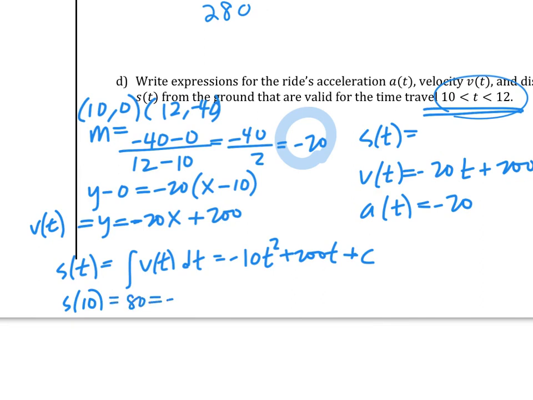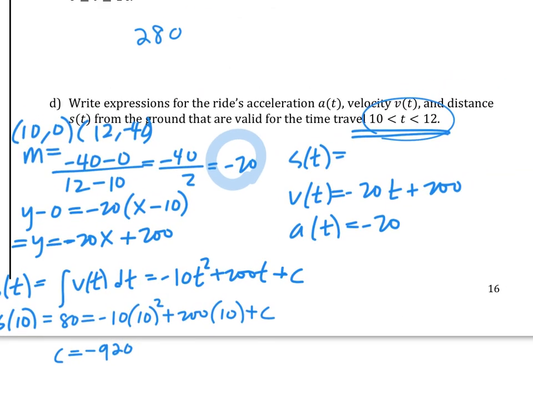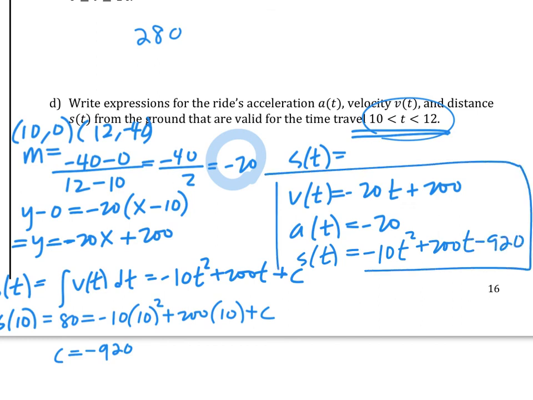So then plug that in. Negative 10 times 10 squared plus 200 times 10 plus c. From here, we want to figure out c. And in this case, c is minus 920. Okay, so that gives us the third equation. s of t is equal to negative 10t squared plus 200t minus 920. Okay, there are our three equations.